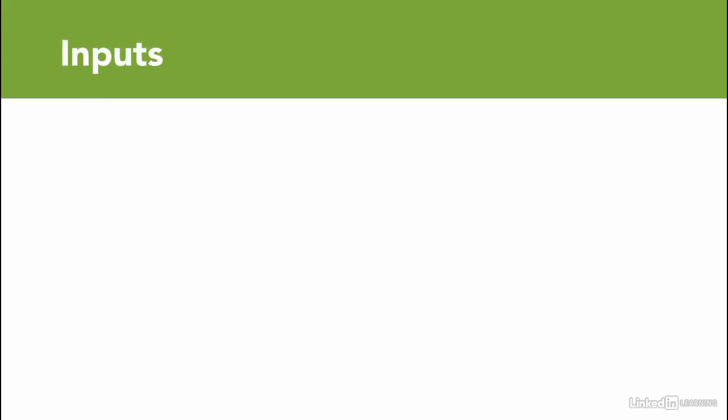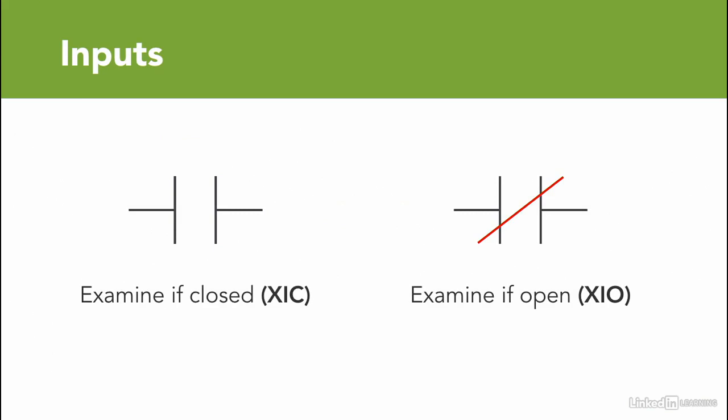There are two main types of input instructions: examine if closed, XIC, sometimes called normally open; and examine if open, XIO, sometimes called normally closed. Notice that the only difference between them is that the XIO has a sidebar that indicates it's already closed and we're examining if it opens.